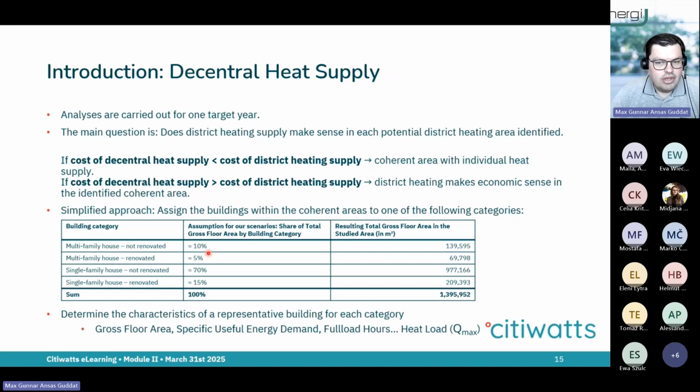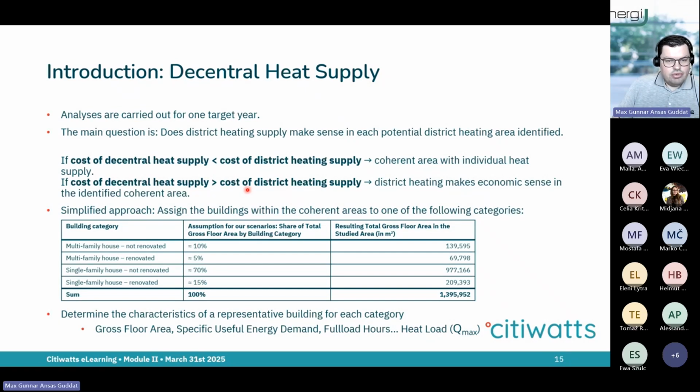And the general rule, as we presented, which is just the same thing I just said put into a mathematical formula, is that if the cost of the decentral heat supply is lower than the cost of district heating supply, people will not choose district heating, and hence we have coherent areas with individual heating supply. However, if the cost of decentral heat supply is higher than that of district heating, then people are more likely to connect to district heating.